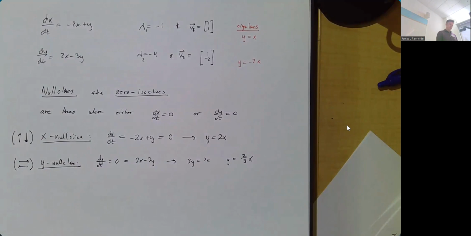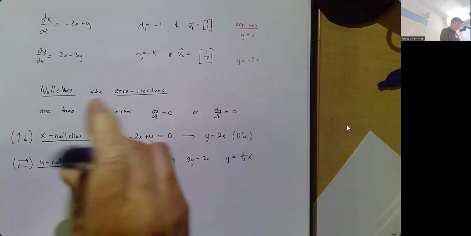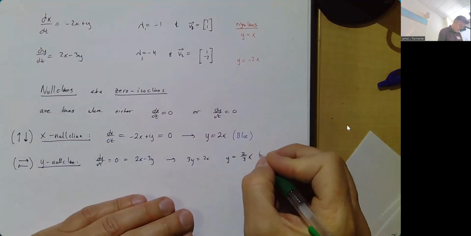Cool. So let's try and graph this. I'm going to graph the x nullcline in blue. We're going to graph the y nullcline in green.